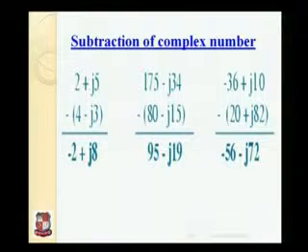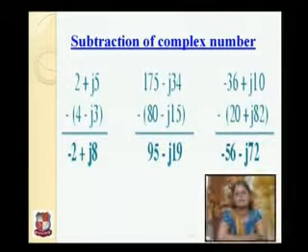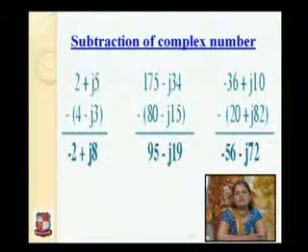Now we will discuss some examples of subtraction. Two vectors are given. One is 2 plus j5 and another is 4 minus j3. You have to find the subtraction of these two. So 2 minus 4 means subtraction of real part, so here it is minus 2. Plus j8, it is the subtraction of imaginary part: 5 minus minus 3, so here it is 5 plus 3, so j8. Same way 175 minus j34 minus 80 minus j15. So your answer is 95 minus j19.